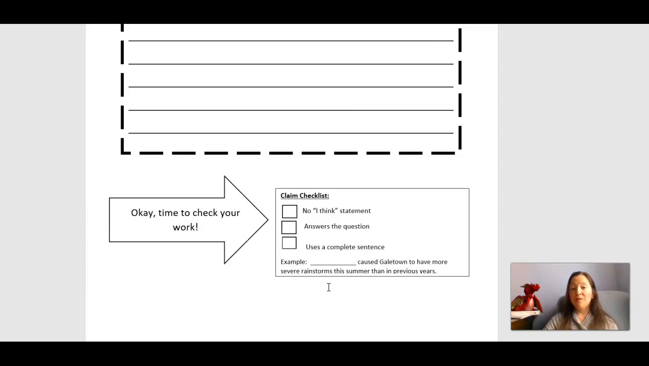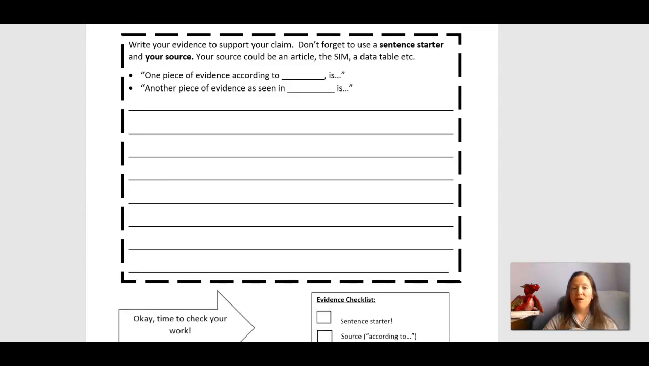What we want to do is make sure that we're supporting our claim with evidence and then explaining it with reasoning. So here's where you write your evidence. We always want to use sentence starters whenever we're writing evidence, reasoning, claims. We want full, complete sentences. So we've given you some sentence starters. And remember that we also need to include our source. Where do we get this information?